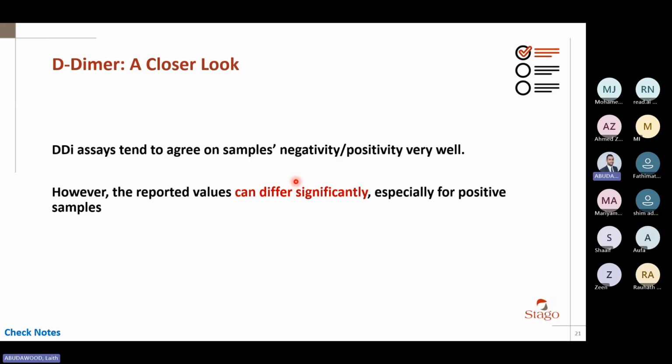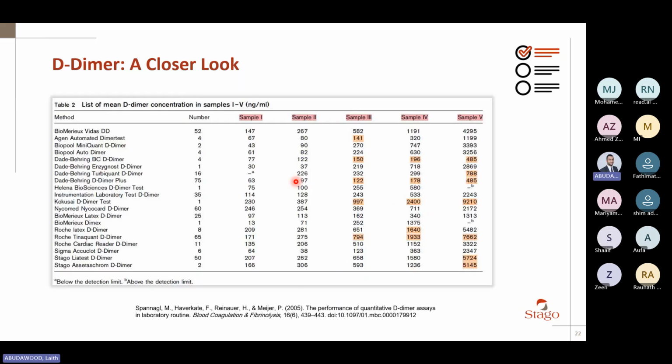Now, one very important thing, D-dimer assays, generally, or the majority of times, do not really agree on the quantitative readings that you are given. What do I mean with that? For example, we have 5 samples in this study that were run on all these different kits. They are different kits from different manufacturers.